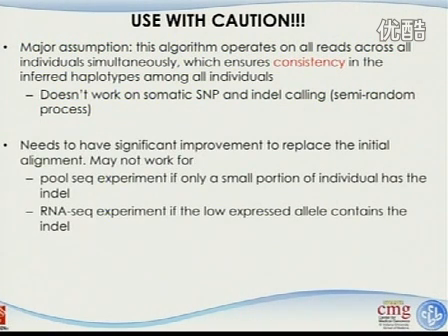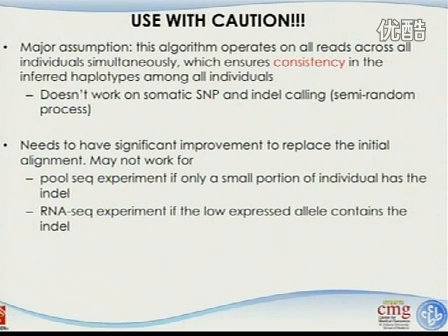It also needs to show significant improvement to replace the initial alignment. So if we use this one haplotype model or two haplotype model, it has to be significantly better than the original one, 5 times. And then you can really use it. But this is for the pooled sequencing experiment. If only a small proportion of individuals has that indel, it's not going to work. It's not going to give enough benefit to overturn the previous one haplotype model.